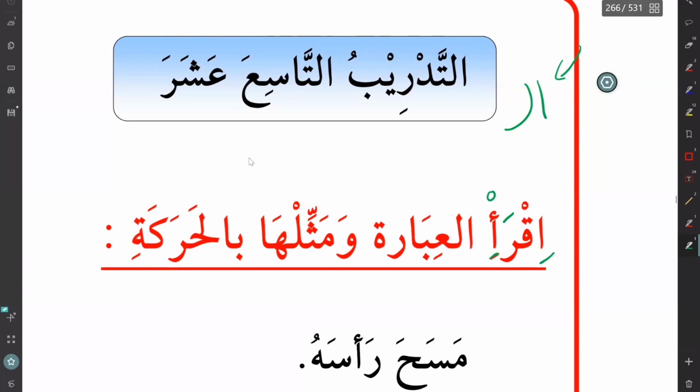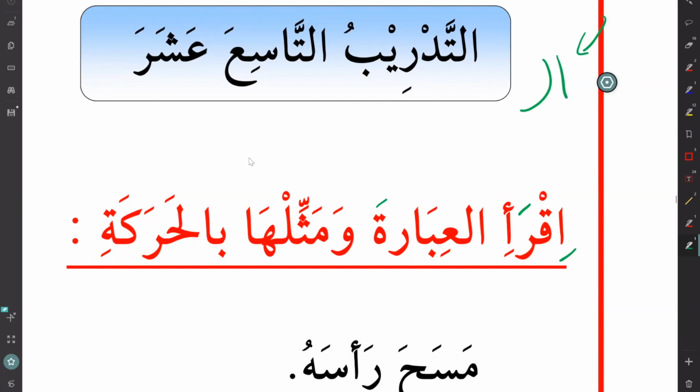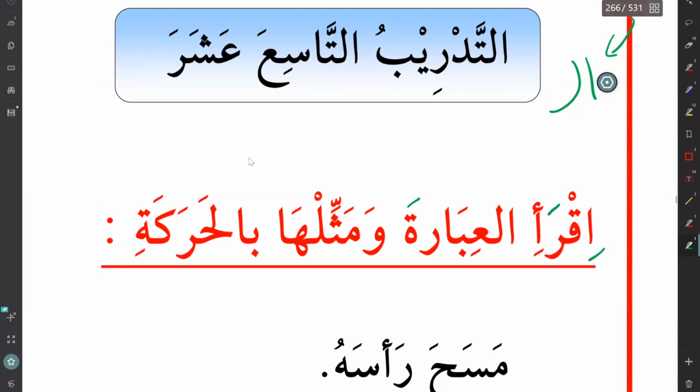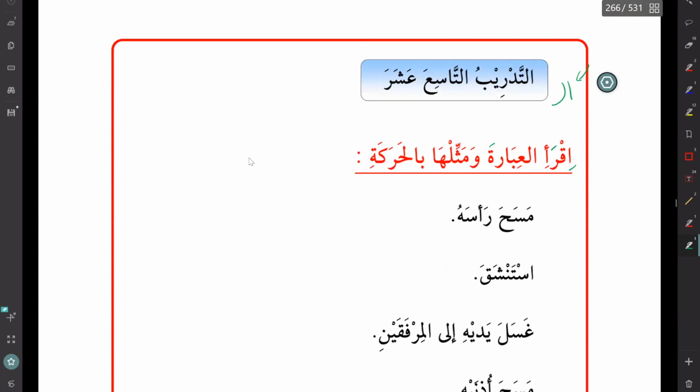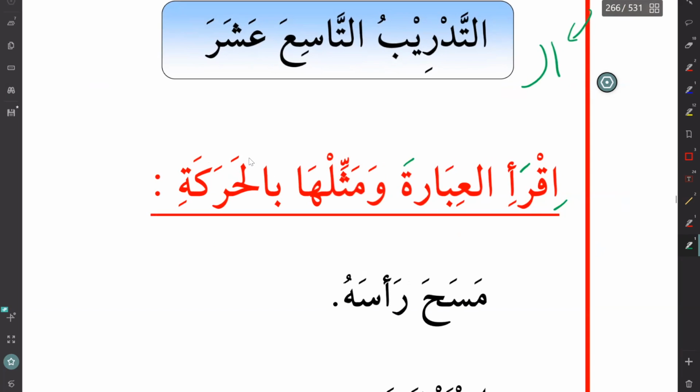So think of it like this: if we have sukun and then we have hamzatul wasl, or alif lam, whichever way you want to think of it right now, most of the time we put kasra. Sometimes some other haraka, dhamma or fatha, but most of the time we put kasra. اقرأ العبارة ومثلها بالحركة. So he is asking us to read the expression. Ibara is expressions.